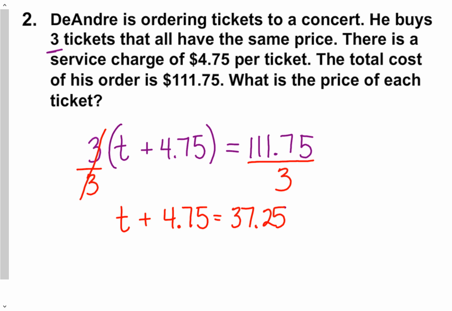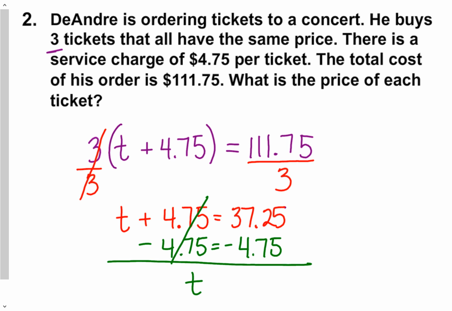So let's go ahead and subtract our service charge on both sides of the equation. And what we're going to be left with is t equaling $32.50. So we're going to say that it's $32.50 for each ticket.